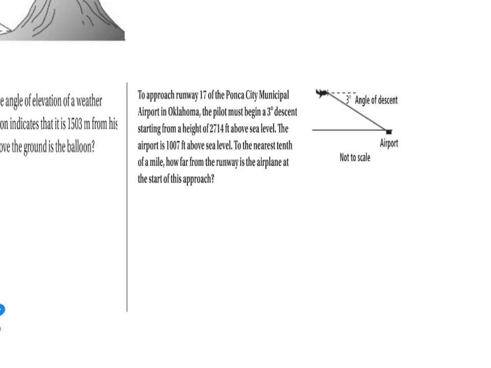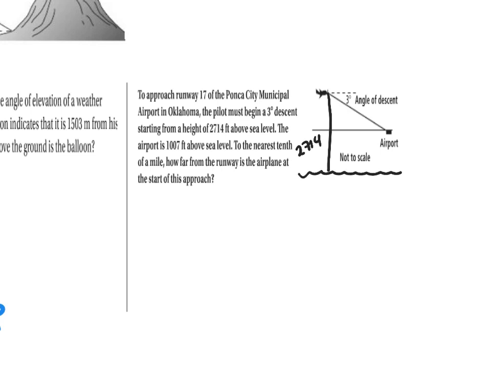Zooming in on our second example, we want to approach runway 17 of the airport, and the pilot must begin a 3-degree descent from a height of 2,714 feet above sea level. So the pilot has a 3-degree descent, and he's starting at a height of 2,714 feet above sea level.